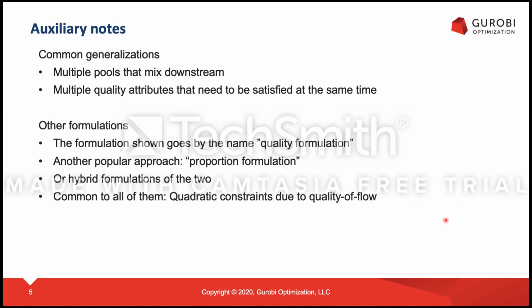And if you search a little bit further, the quality of flow constraint that I have shown to you often goes by the name the quality formulation of the pooling problem. There are other ways to formulate that, and if you web search on the proportion formulation, you will find something else which affects the same, or you can find hybrid formulations of these two. But there's one feature that is common to these formulations. There will be quadratic constraints due to the quality of flow constraints.